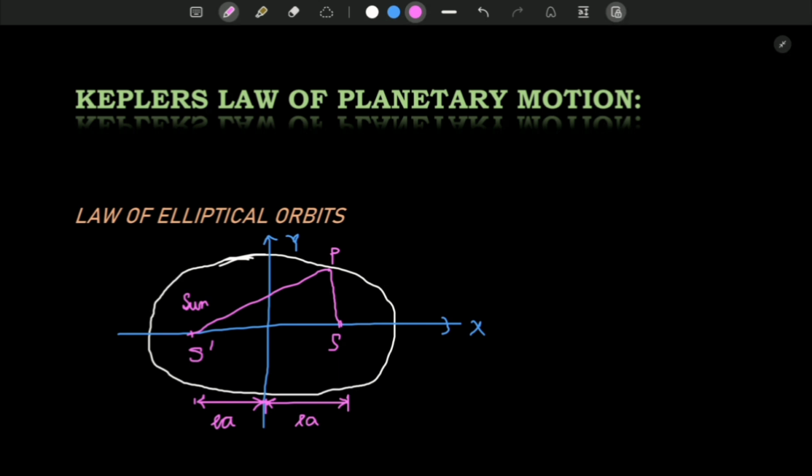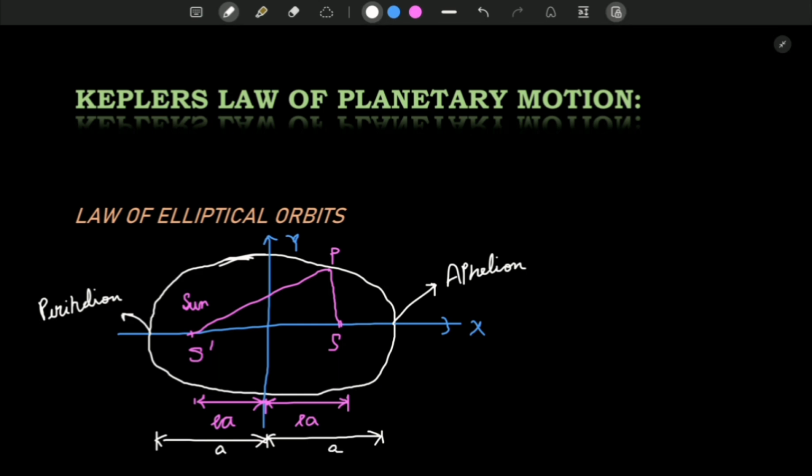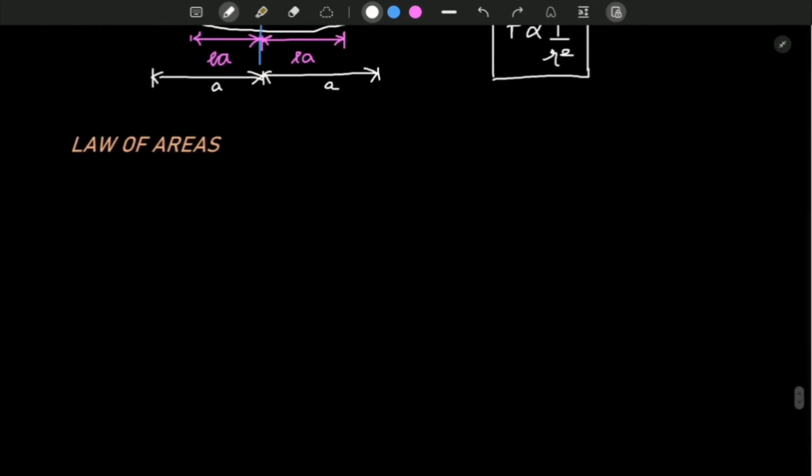It was shown that the orbits under the attractive force F equals k by r to the power n are stable for n less than 3. Therefore, it follows that circular orbits will be stable for a force varying inversely as the distance or the square of the distance. The second law is the law of areas.